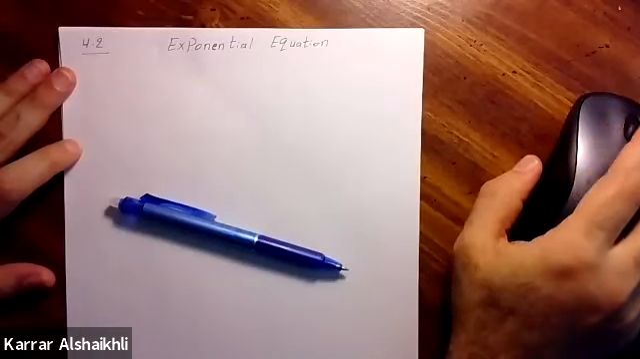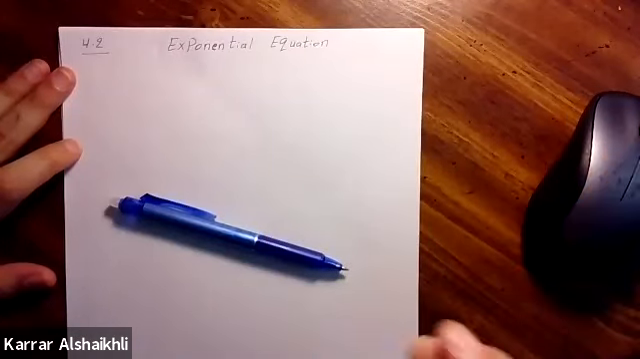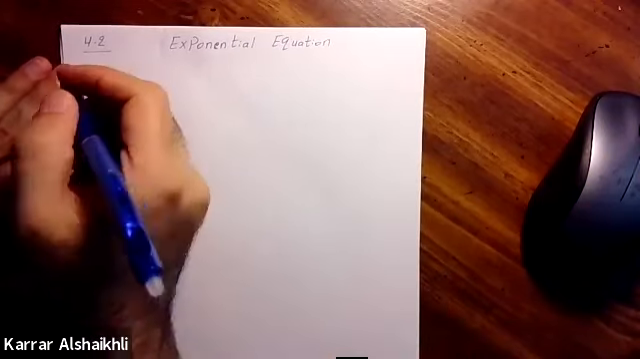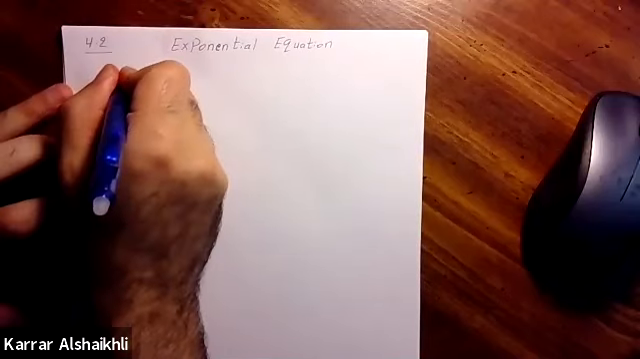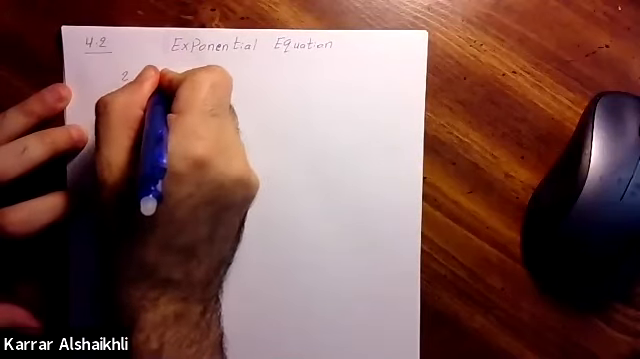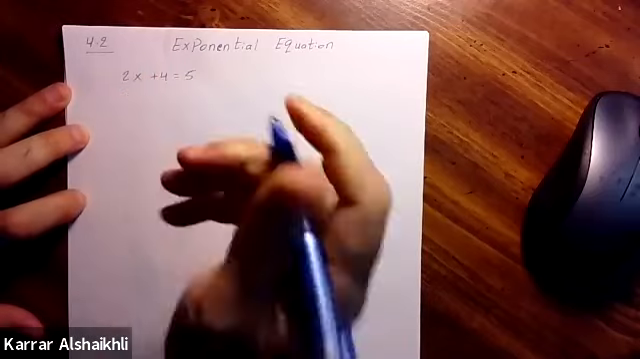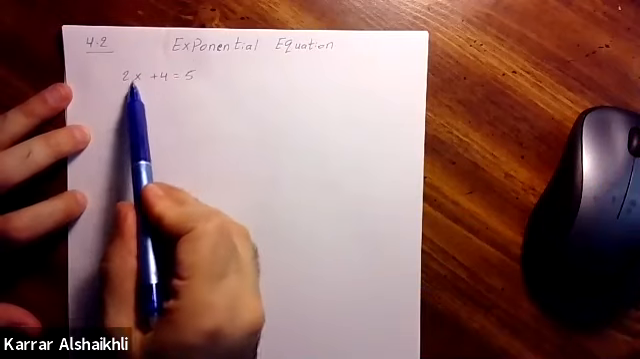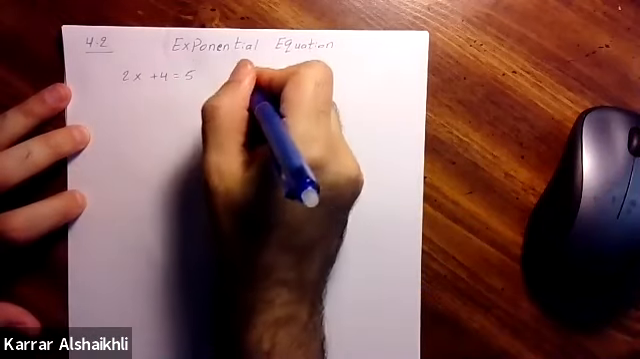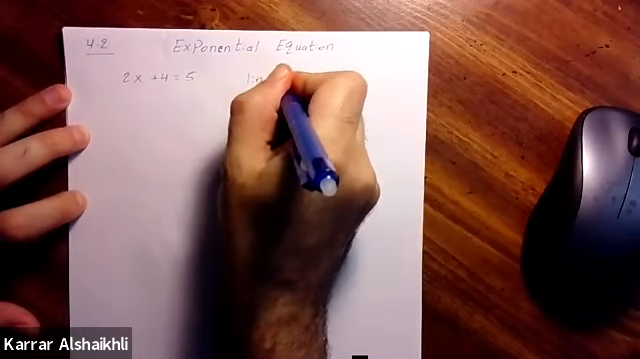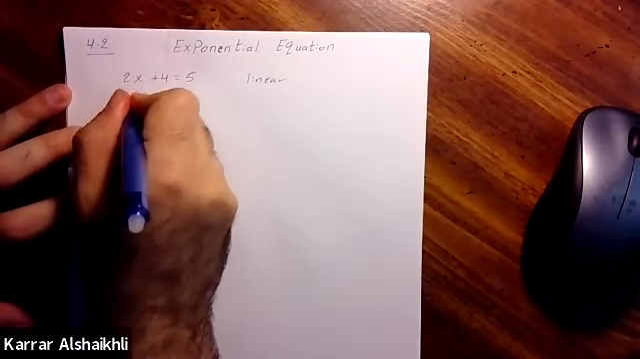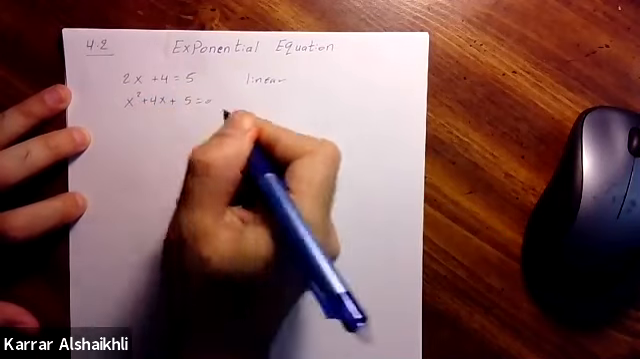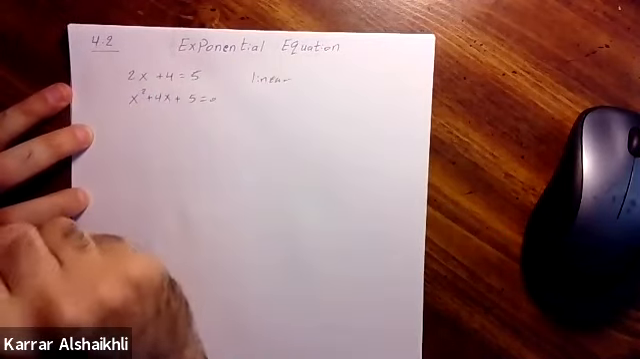Let's start to see how the exponential function looks. If you remember, before we start, the linear equations, for example, if we have 2x plus 4 equals 5, this is a linear equation because the x here is linear. Also, this is linear. If we have x squared plus 4x plus 5 equals 0, this is a quadratic equation.